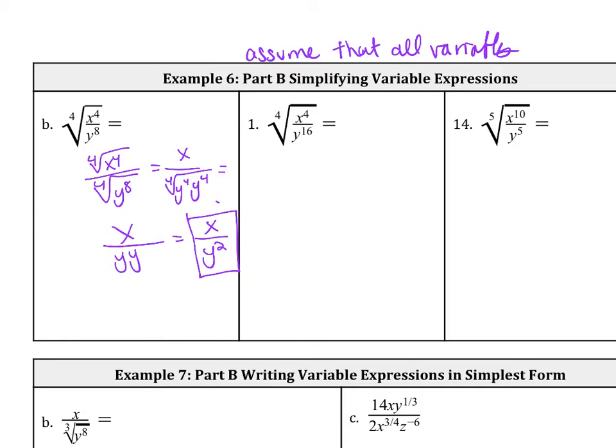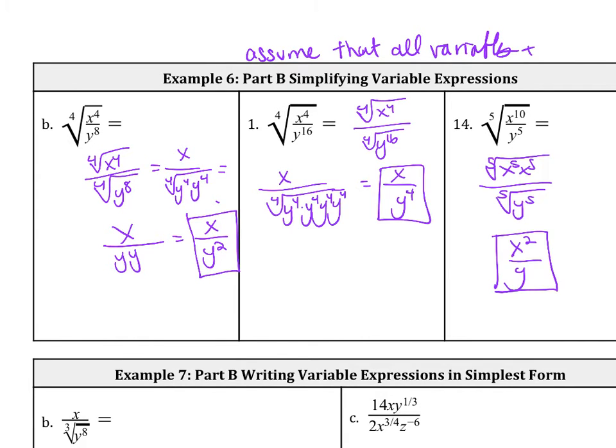So let's just say that the answer is x over y squared. Continue to do that for number 1 and 14. It's very similar. All right, trying this out. Letter B, we already got that one. Number 1, you would get x over y to the 4th. You can write it out as y to the 4th 4 times, or another way to write this, just as an FYI, is y to the 16th divided by 4, which is also y to the 4th.